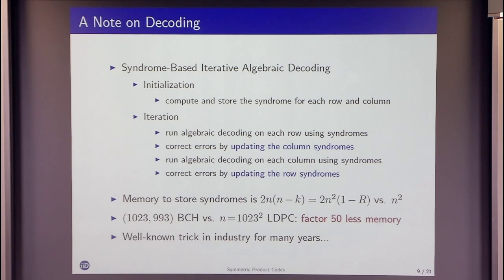So, yeah. Are you restricted to use this independent row and column decoding? You cannot make those decoders talk to each other, like GMD?